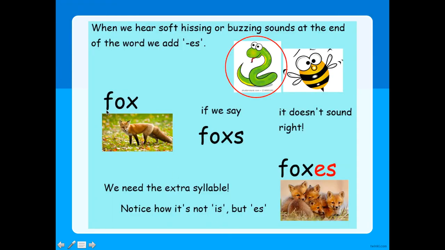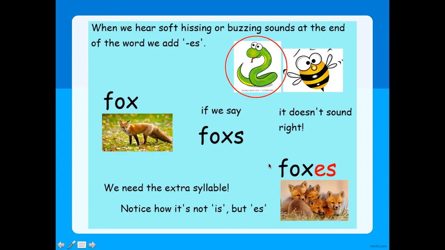For example, if we have a look at the word fox here, if I just add an S onto the end, this is what it would sound like. Fox. It didn't sound any different. If we would sound it out, ox, fox. It doesn't sound right at all, does it? So we need that extra syllable. Remember, syllables are the units of sound we can kind of hear in a word. When I say fox, I can just hear 1 unit of sound. When I say foxes, I can hear 2 units of sound. So we have to add the E in to make it sound right. But notice how we don't say fox S, we say fox is. So quite often the E and the S is pronounced as is.